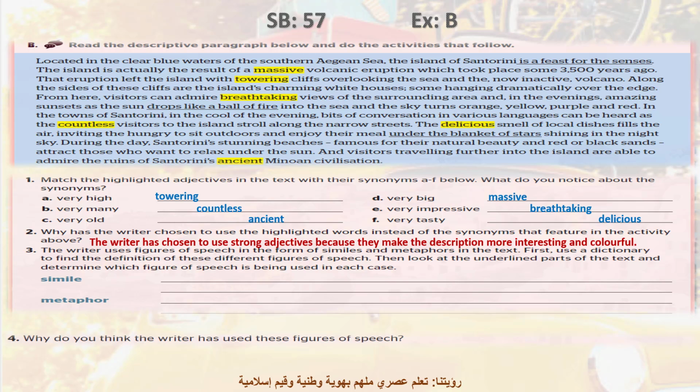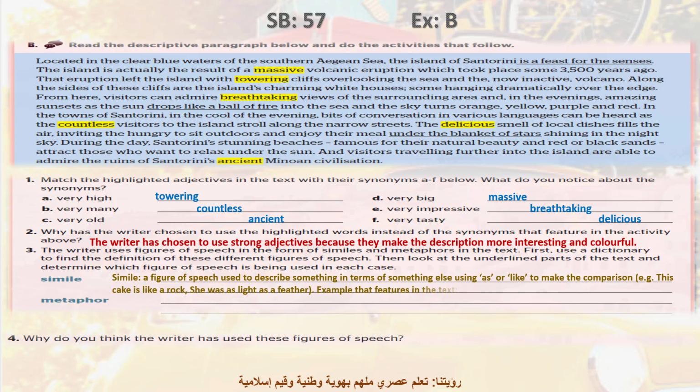Now it's time to define these two words, simile and metaphor. First, simile. A figure of speech used to describe something in terms of something else, using as or like to make the comparison. For example, this cake is like a rock. She was as light as a feather. Example that features in the text, the sun drops like a ball of fire.